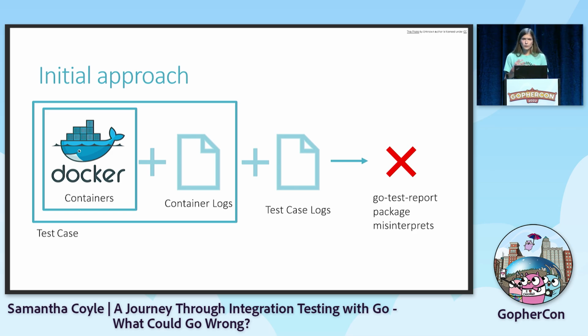So all of these logs were getting combined and interleaved. And so we boiled it down to, okay, maybe it's all of these logs getting combined, because that's what's getting passed to our Go Test Report package, and that's what it's interpreting. So we looked a bit further.